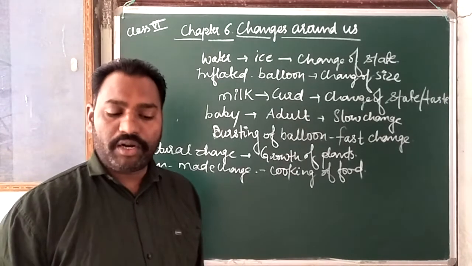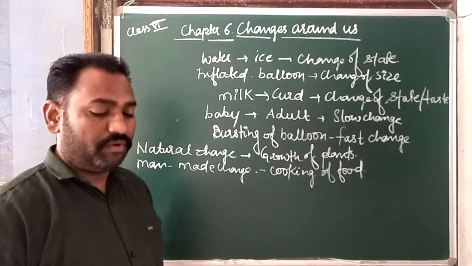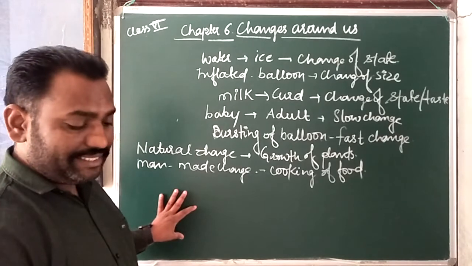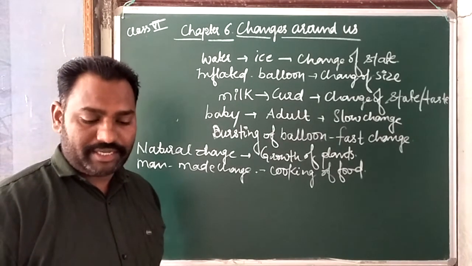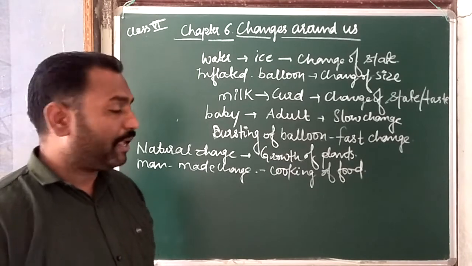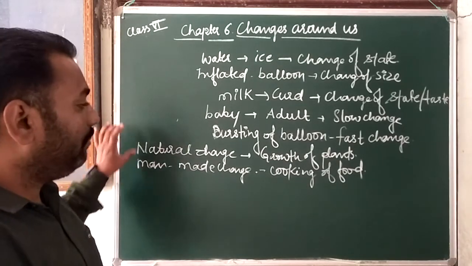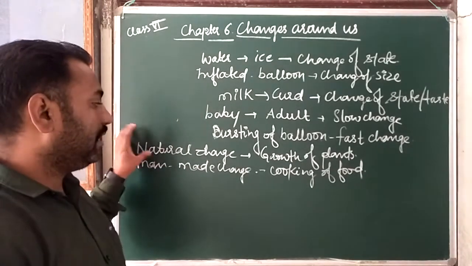The changes that are brought about by human beings, like cooking of food, manufacturing of articles, constructing buildings, roads and bridges, technological changes, etc., are a few of the man-made changes. So these are the man-made changes, and these are the natural changes.